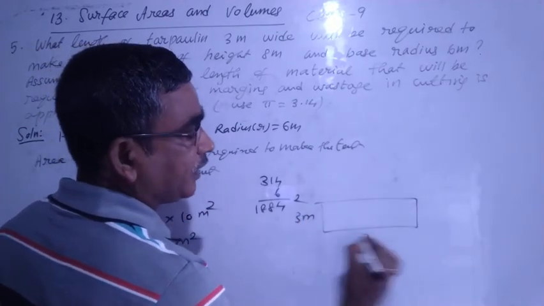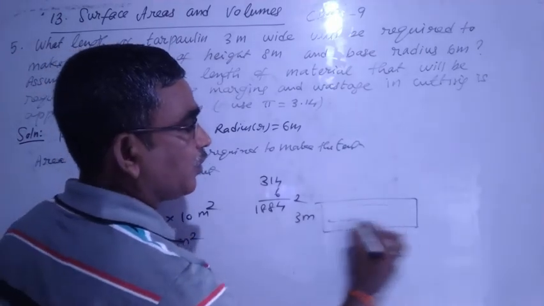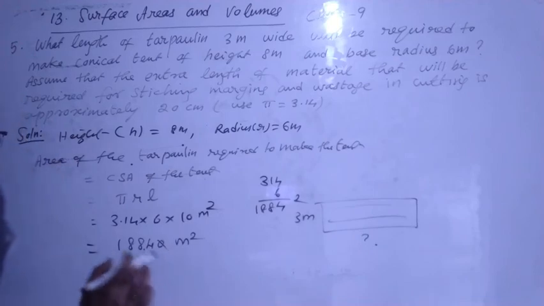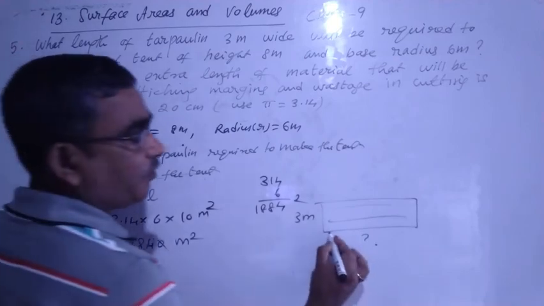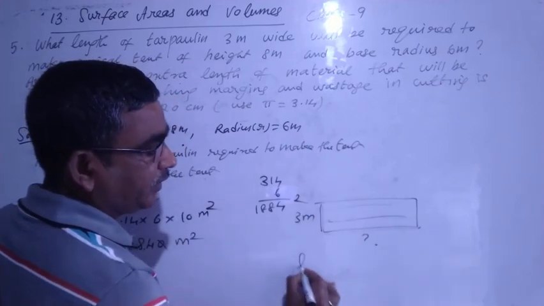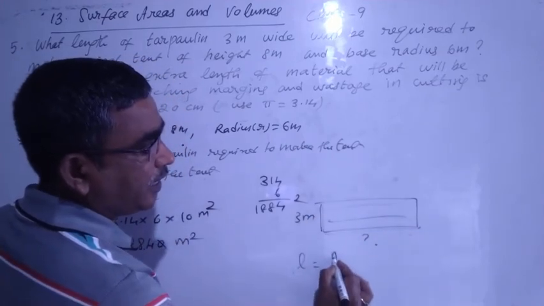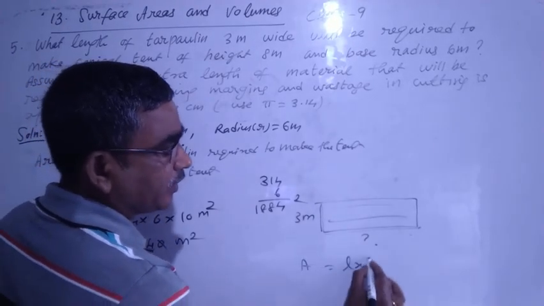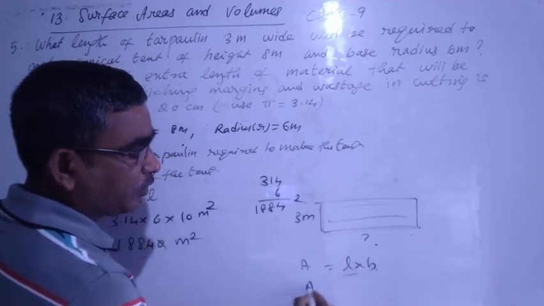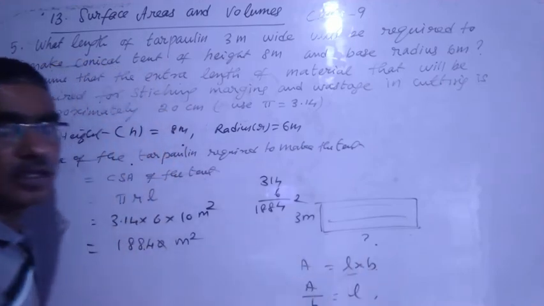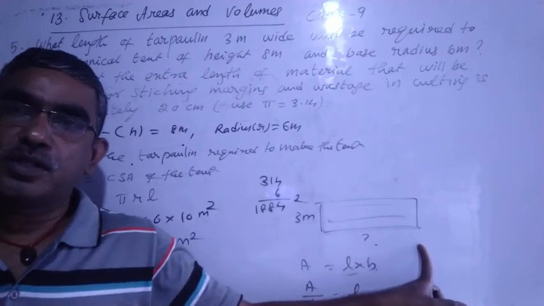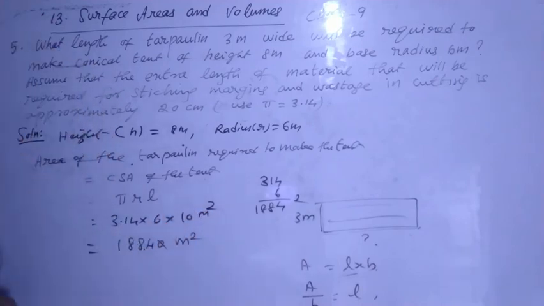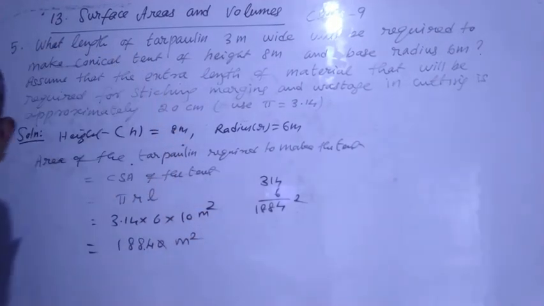Okay. How much length will we buy? But this area, we know the area required. Tarpaulin required is 188.4 meter square. You want to find the length of the canvas, but the width of the canvas is given. Length of the canvas is equal to area by width of the canvas. Why? Area is equal to length into breadth. If you want length, breadth will come down. Area by breadth is equal to length. So what is the width of the canvas given? It is 3 meter, very clearly given.